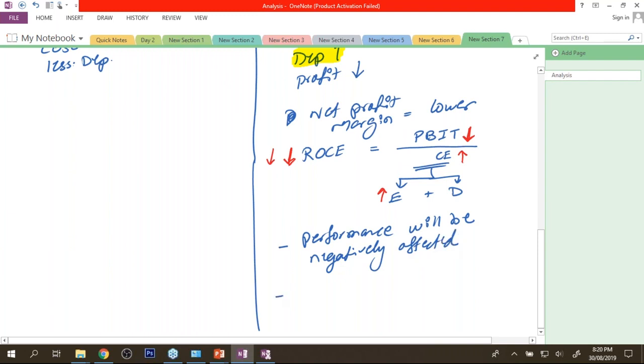But from the perspective of financial position, the financial position is going to be better in case of the revaluation model, because by increasing the assets, the balance sheet assets will also increase. So the financial position is going to be comparatively better.